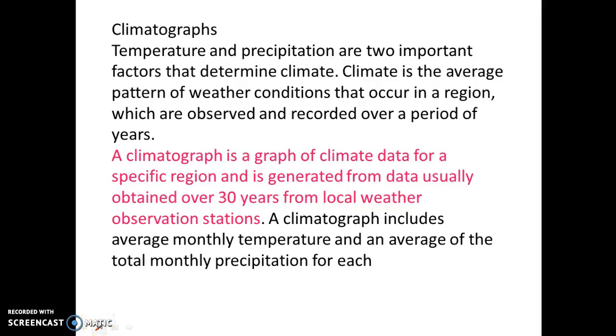Alright, so today we're going to graph a climatograph. A climatograph, or climate graph, is the data that is collected on your ecosystem or a biome over a long period of time. So the substitute is giving you two worksheets. You're going to be using those today.